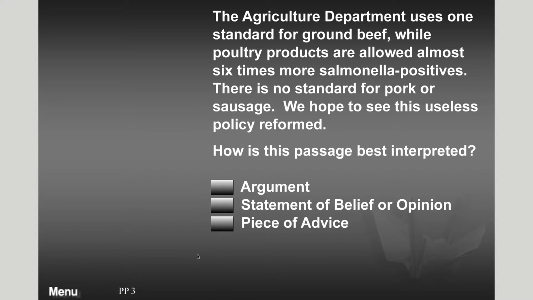So the Department of Agriculture uses one standard for ground beef, while poultry products are allowed almost 6 times more salmonella positives. There's no standard for pork or sausage. We hope to see this useless policy reformed. How is this passage best interpreted? Is it a piece of advice? Is it a statement of belief or opinion? Or is it an argument?